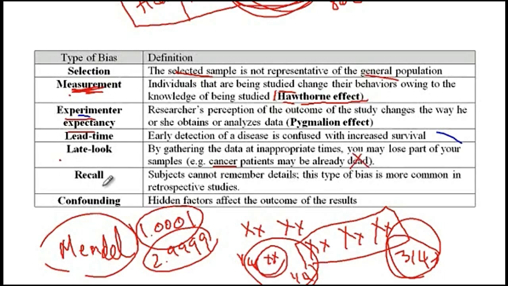And then we have the recall bias. So when you're doing a retrospective study, you have to rely on the memory of these patients to gather information. And if they can't give you proper details, then that would be a recall bias.